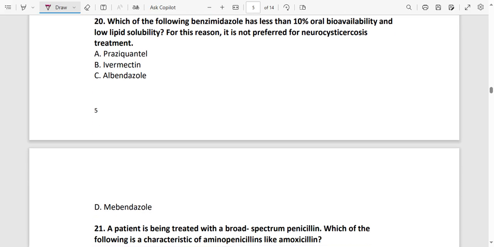Which of the following benzimidazoles has less than 10% oral bioavailability and low lipid solubility? For this reason, it is not preferred for neurocysticercosis treatment. Praziquantel, ivermectin, albendazole, mebendazole.